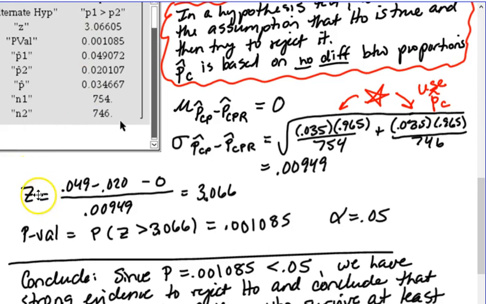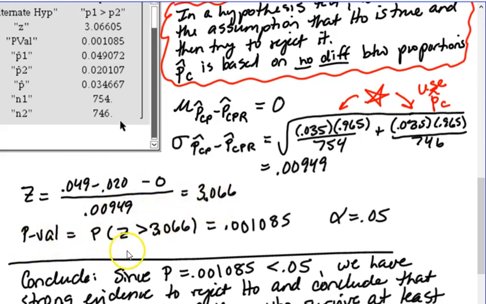But if we look at how z is calculated, if you take the difference between p-hat 1 and p-hat 2, which is about 0.29, and subtract 0, which is our null hypothesis value, the standard error of the statistic, or the standard deviation of the statistic, is 0.00949. This is rounded, so it's not exactly 3.066. I think it turns out to be like 3.055. But if we didn't round these values, that's where z comes from.